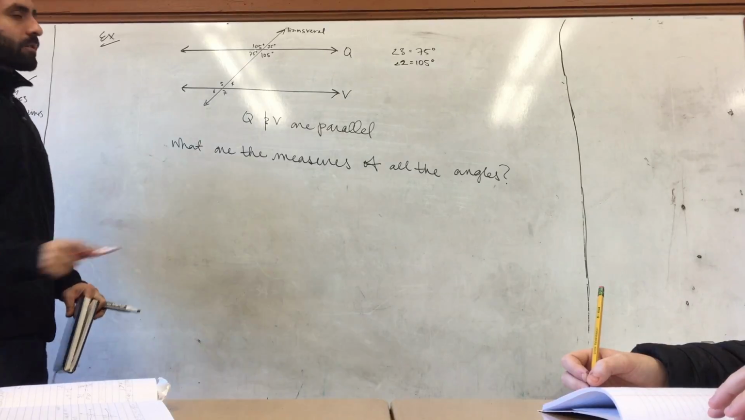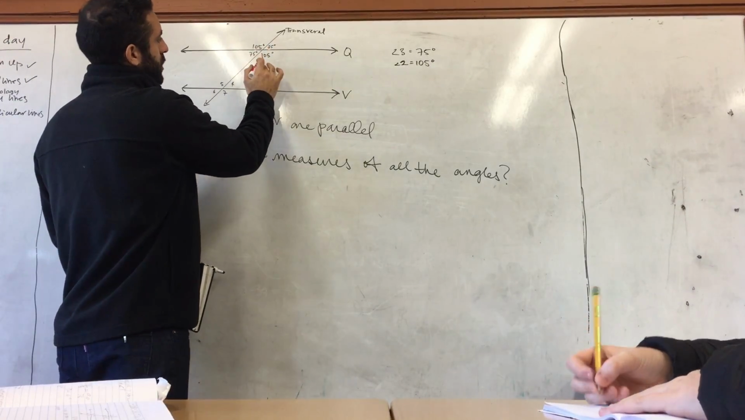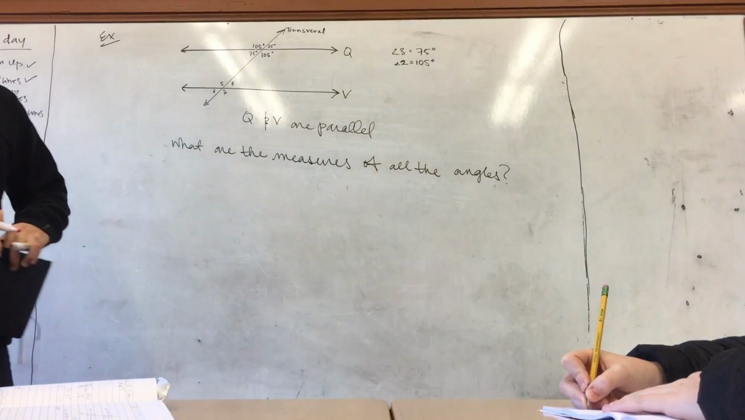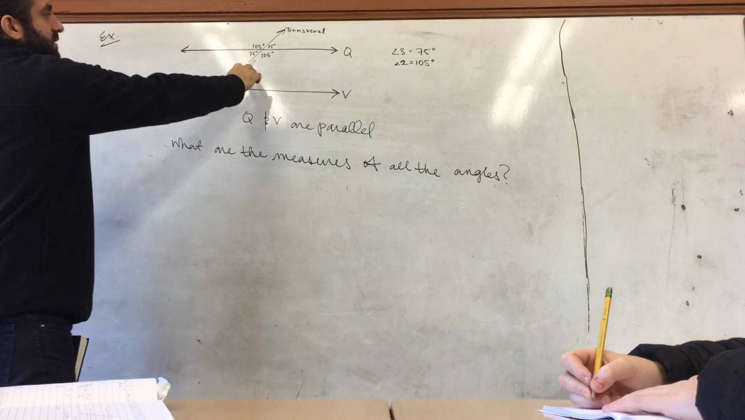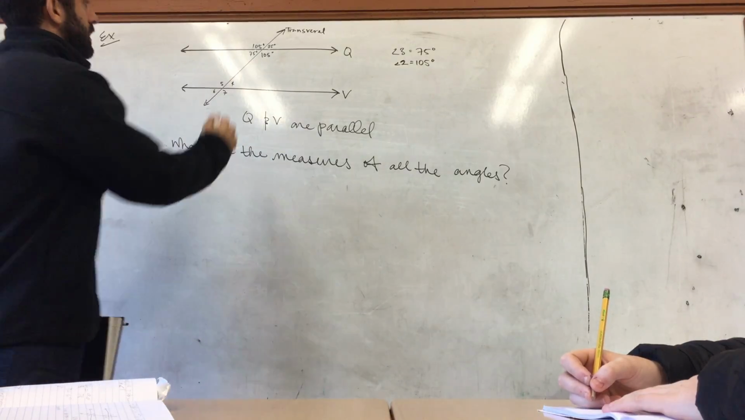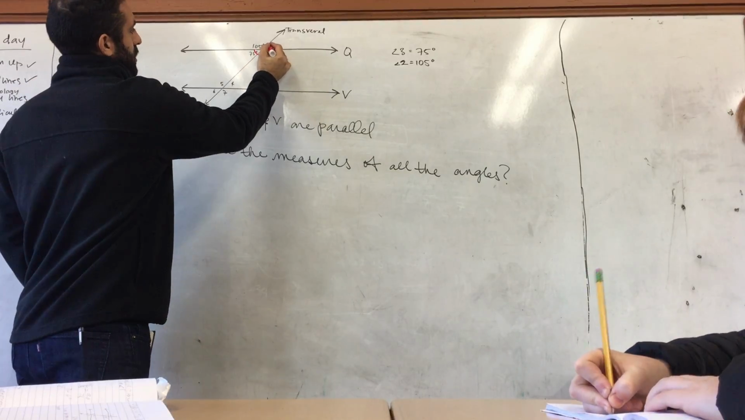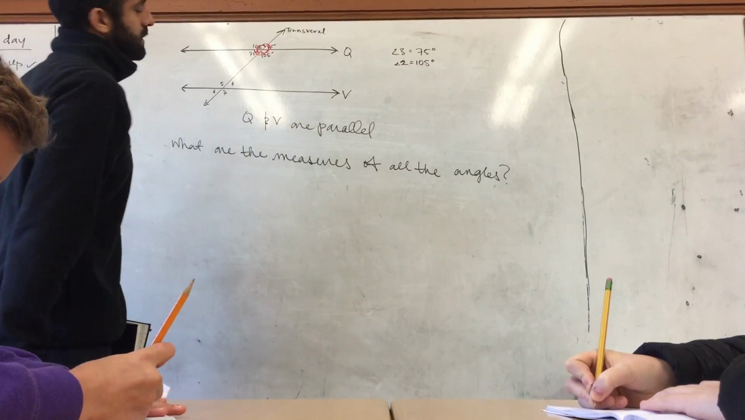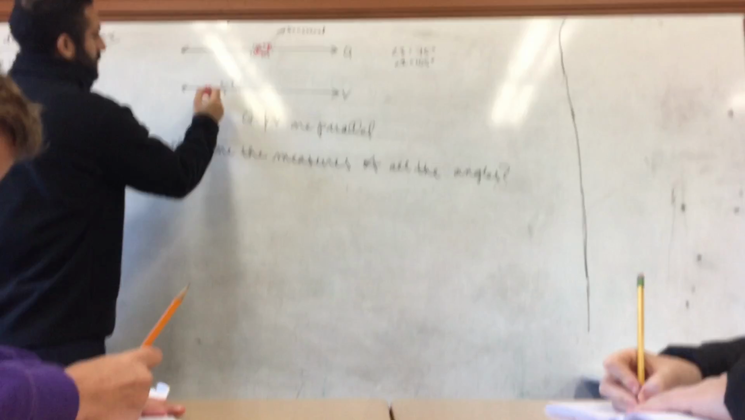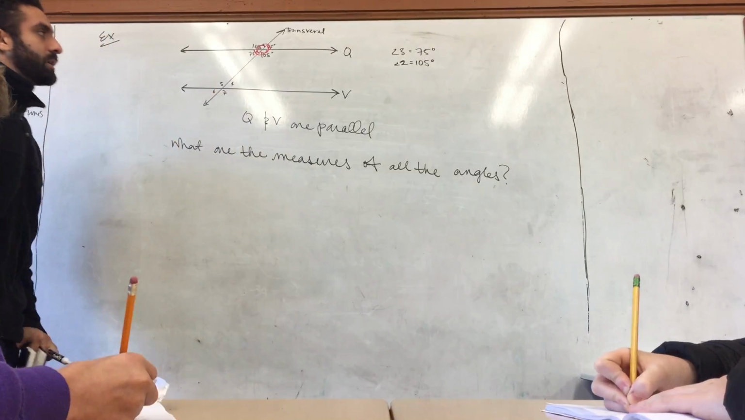All right. Tell me why all of those add up. What's 105 plus 75? 180. These are 180. Okay. This one's also 180. This one's also 180. This one's also 180. So these two will add up to 180. These two will add up to 180.